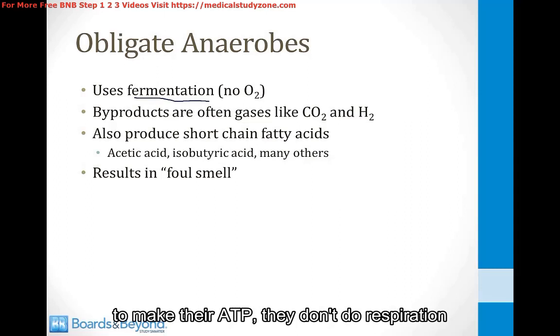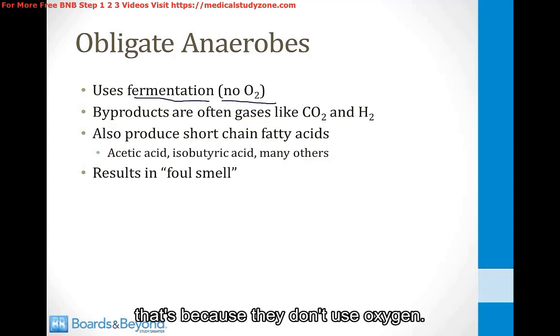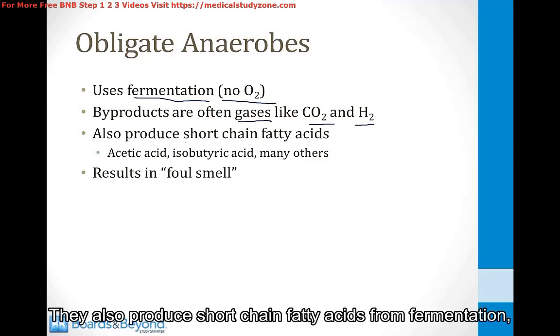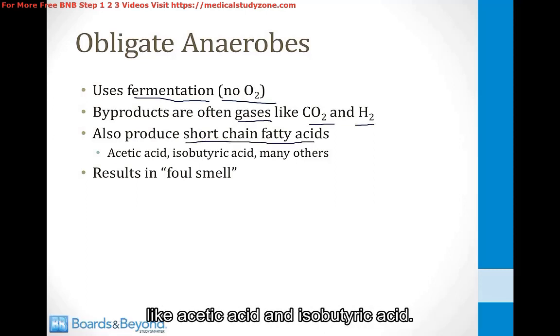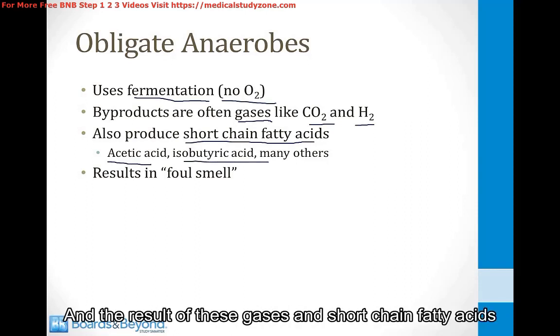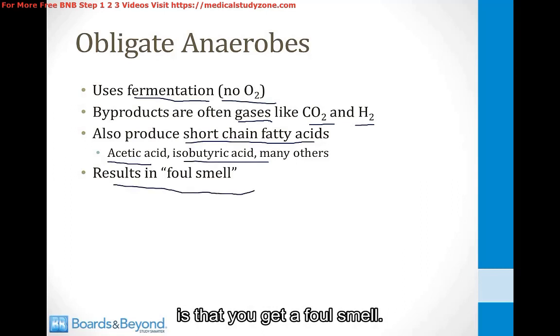They don't do respiration. That's because they don't use oxygen. And they have a couple important byproducts of fermentation you should know about. First of all, they produce gases like carbon dioxide and hydrogen. They also produce short-chain fatty acids from fermentation. These are molecules with names like acetic acid and isobutyric acid. And the result of these gases and short-chain fatty acids is that you get a foul smell.